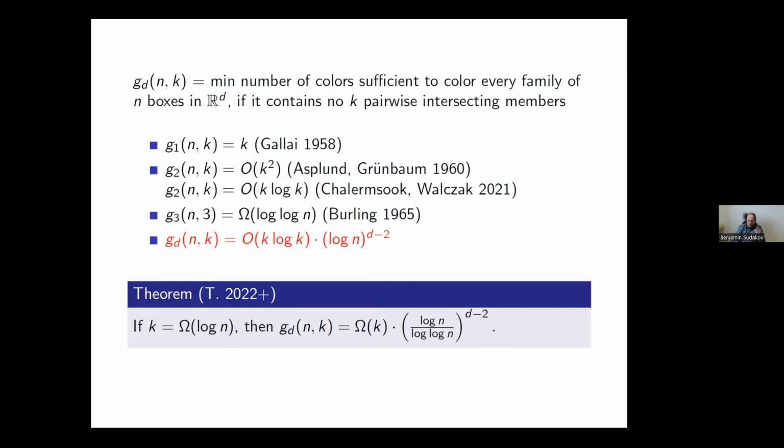So in particular, you beat Burling in 3 dimensions, right? By quite a lot, right? Unfortunately, here it was important for the construction that k is a constant, that's 3. So I need that k grows with n a bit.